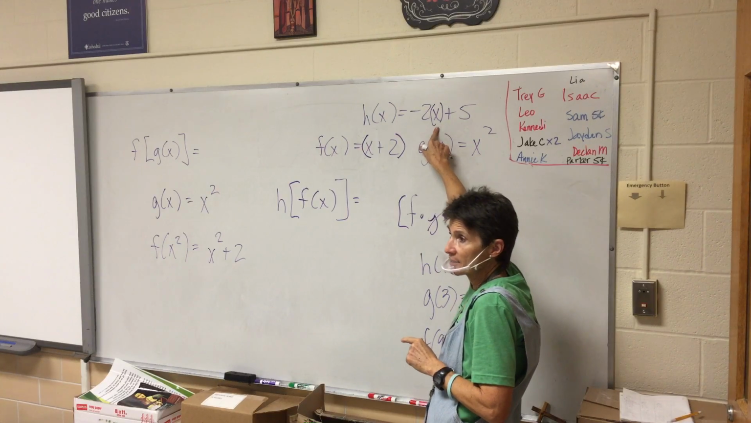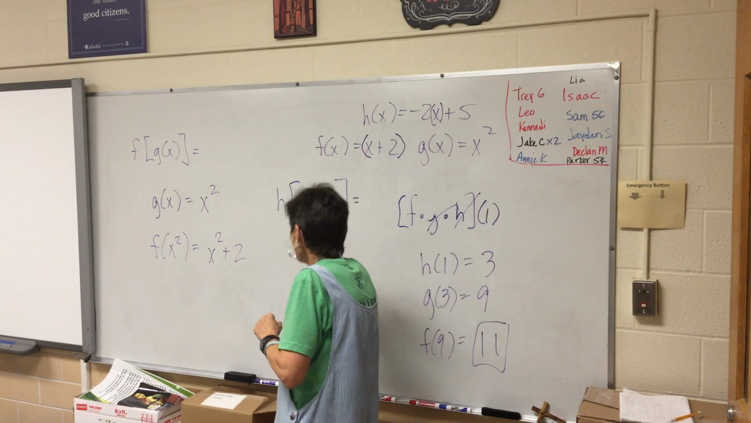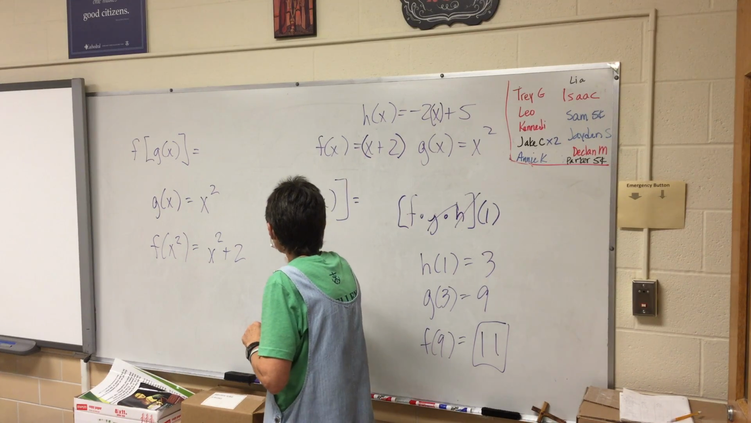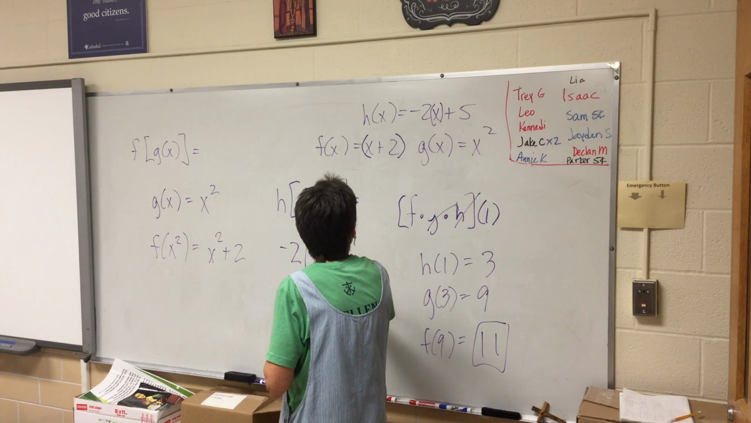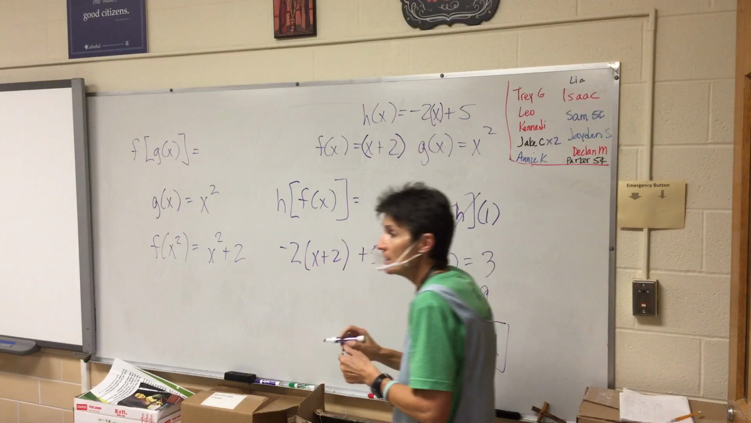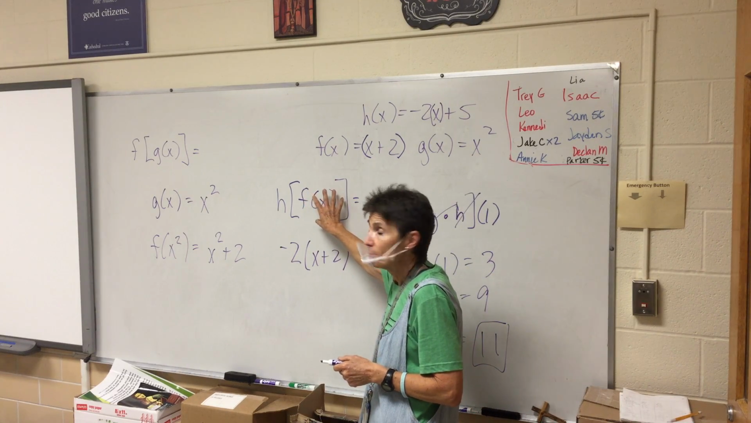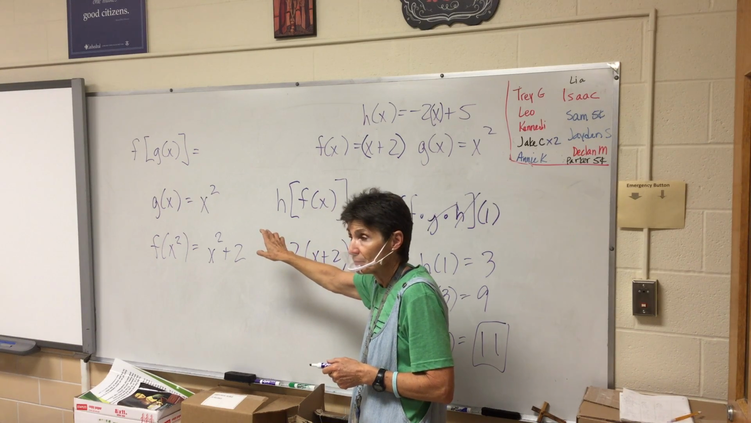for the x in the h function. Take f and put it into h. So h is negative 2, then x plus 2, and then plus 5. So this says take f and plug it into h, okay?